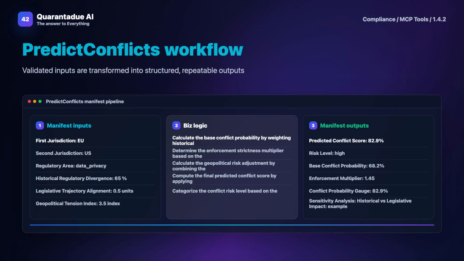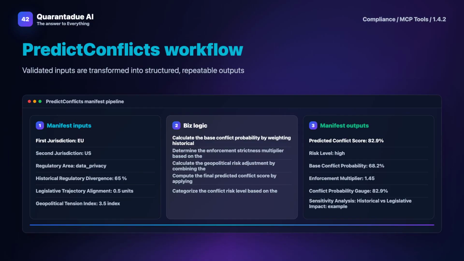Calculate the geopolitical risk adjustment by combining the current geopolitical tension index with consideration of emerging legislative trends that may amplify or mitigate conflict probability. Compute the final predicted conflict score by applying the enforcement multiplier to the base probability, adding the geopolitical adjustment, and capping at a 100% maximum.